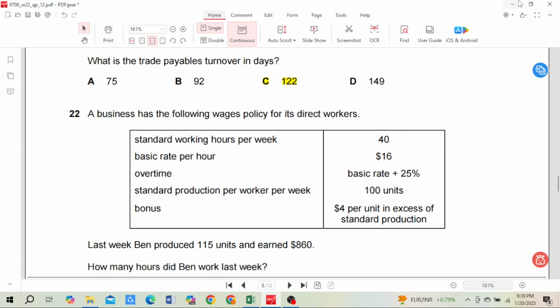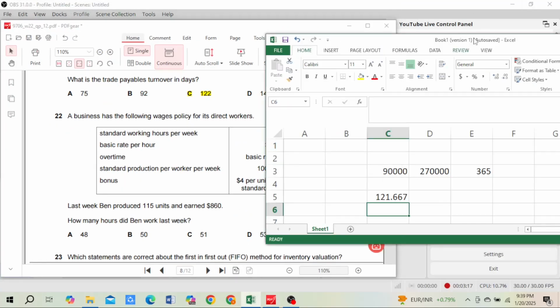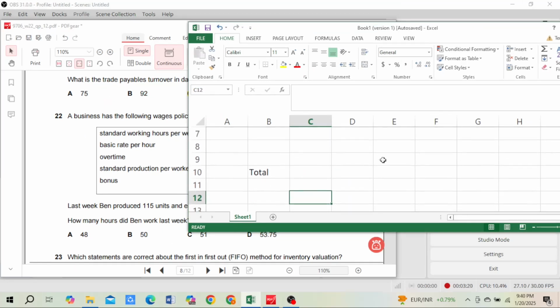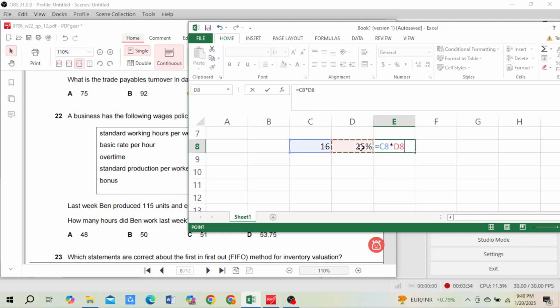Okay, so let's quickly calculate what that means. Basic rate is 16. 25% of the basic rate is 4. Now that means overtime payment is 16 plus 4, which is 20. For every hour you work extra, you will get payment of 20.